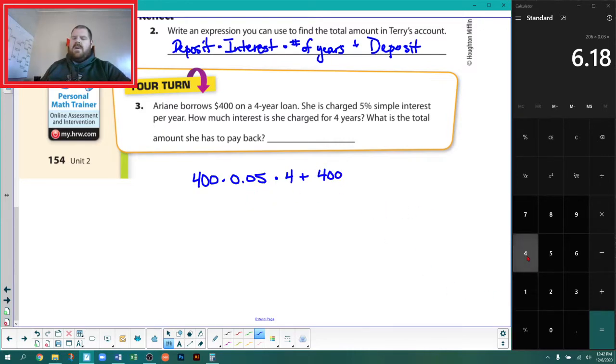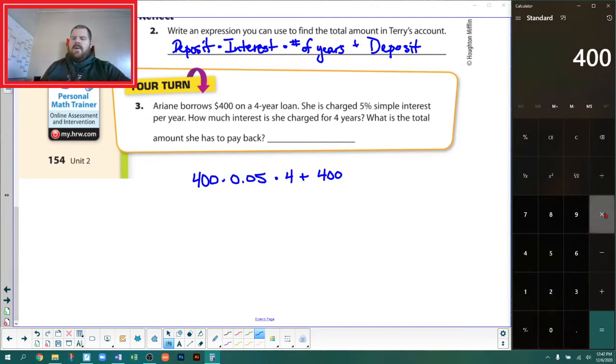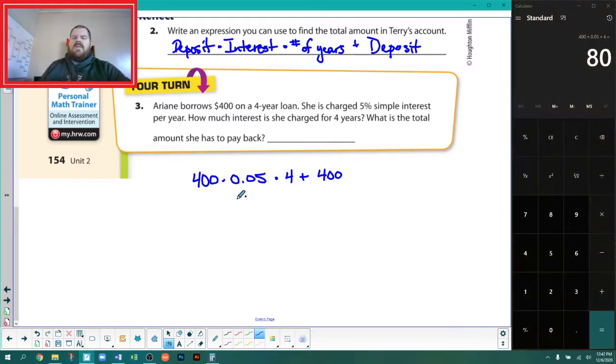So let's do some calculations. 400 times 5% times 4. So in interest, they're charging us $80. And with the initial amount of 400, we would be paying back $480.